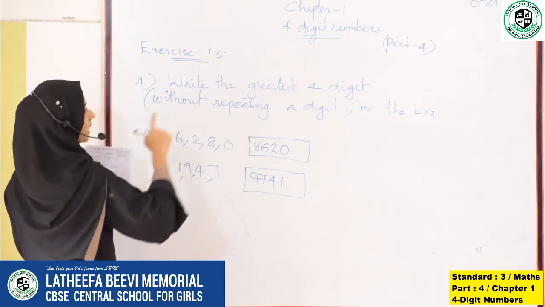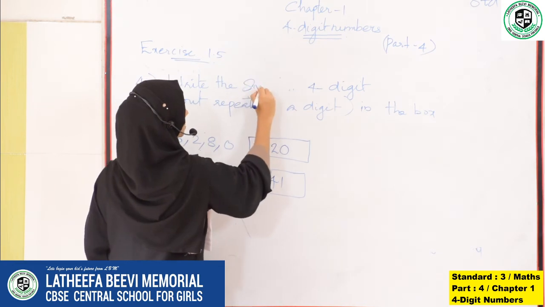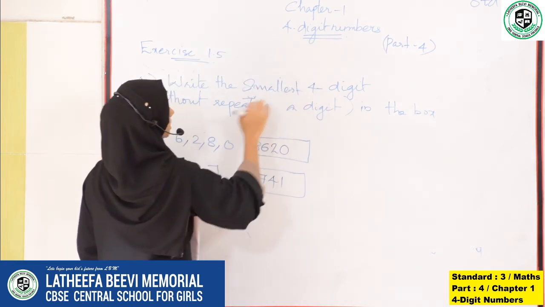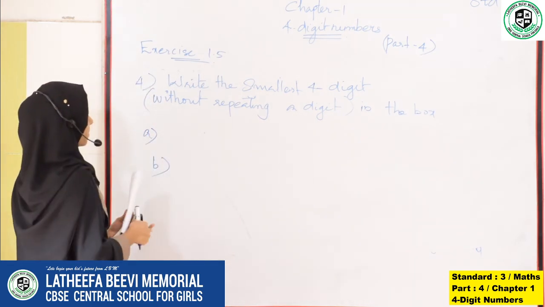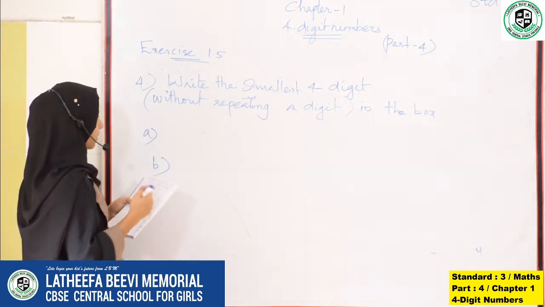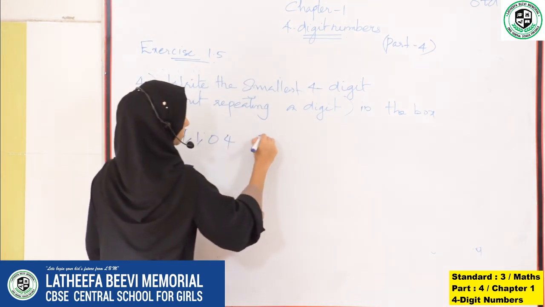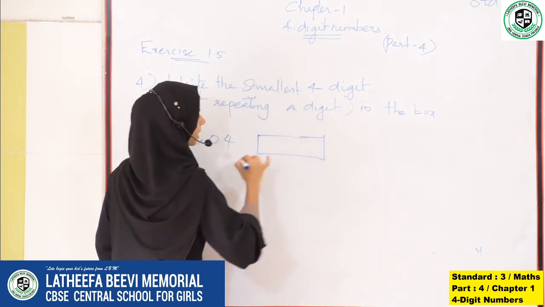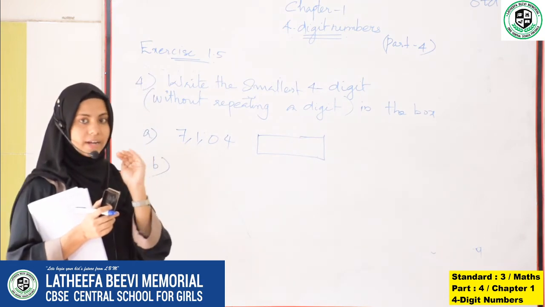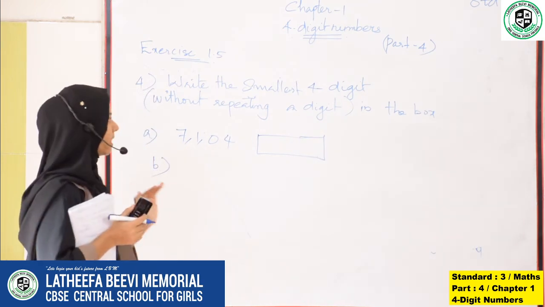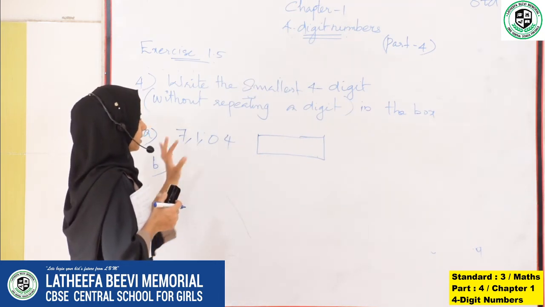Here we wrote the greatest four-digit number. Next we want to make the smallest four-digit number without repeating a digit in the box. When we wrote the greatest number, how did we write it? First we write the greater number among those numbers. Here we are going to write the smaller number among the four digits.